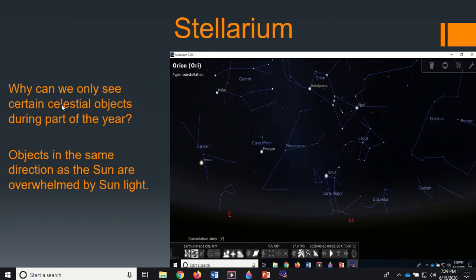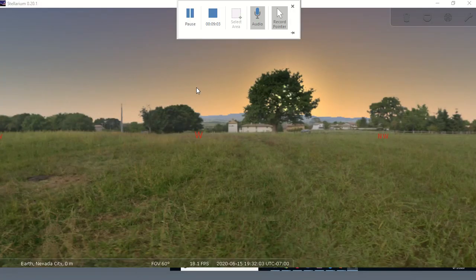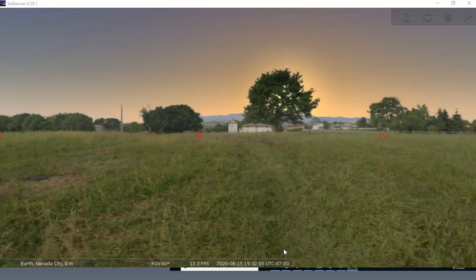We're going to use Stellarium to see why we can only see certain objects during part of the year. That's Orion right there. Okay, we can only see Orion in the winter. There's Betelgeuse. There's Rigel. So why is that? Let me set up Stellarium and show you. Okay, we're pointed at Orion.